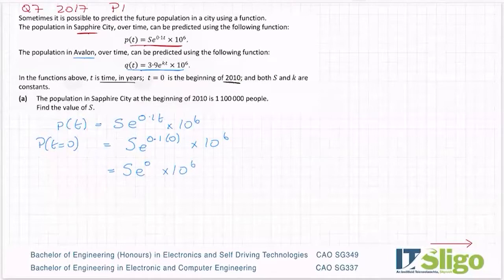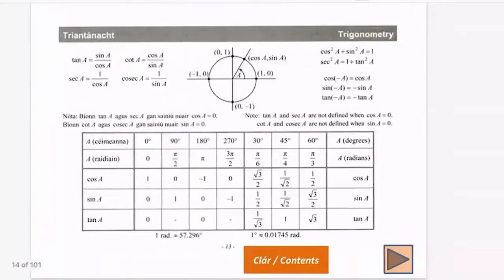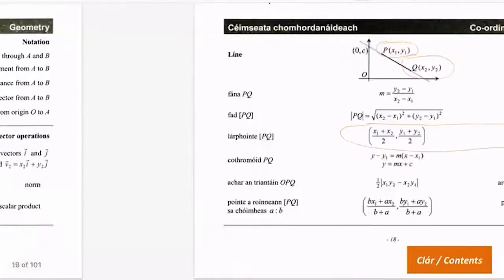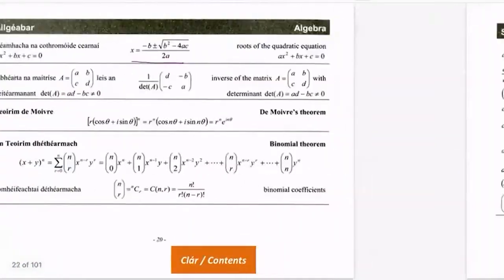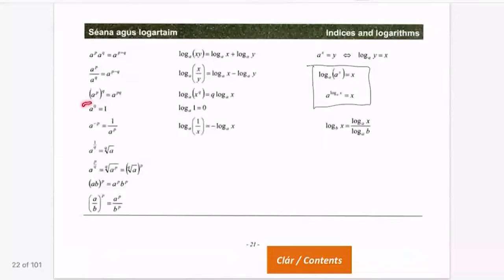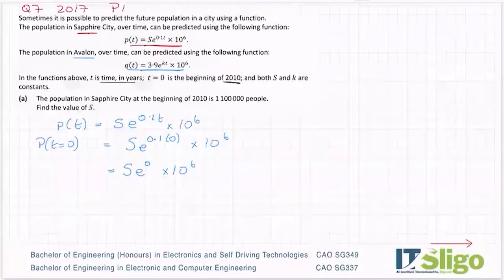Anything to the power of 0, so watch out for that one. Where are my powers and logs and so on? Anything to the power of 0 is 1. So that's not 0, it's 1, which means I get s by 10 to the 6 here. What was the population? I never filled that in. 1,100,000.